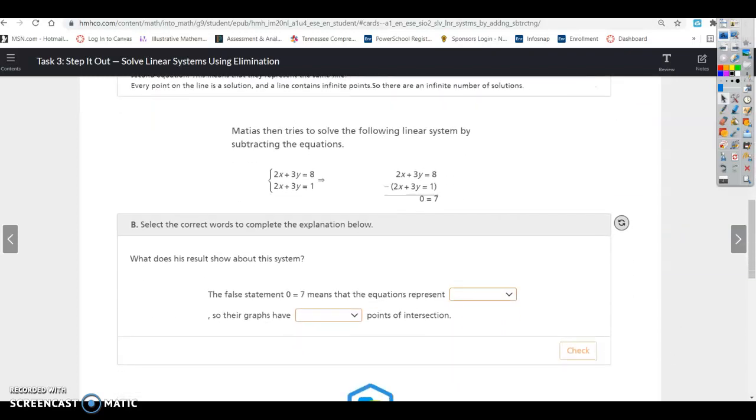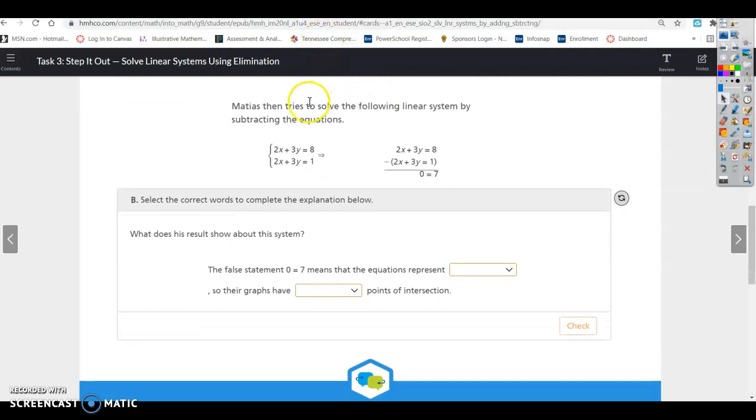All right, so Matthias then tries to solve the following linear system by subtracting the equations. 2x plus 3y equals 8. 2x plus 3y equals 1. All right, so this time these have the same positive signs, so this time we'd have to subtract instead of adding. So if you subtract the bottom equation, 2x minus 2x cancels, and then 3y minus 3y cancels, and then 8 minus 1 is 7. So we can see that 0 does not equal 7, so this time it is not a true statement.